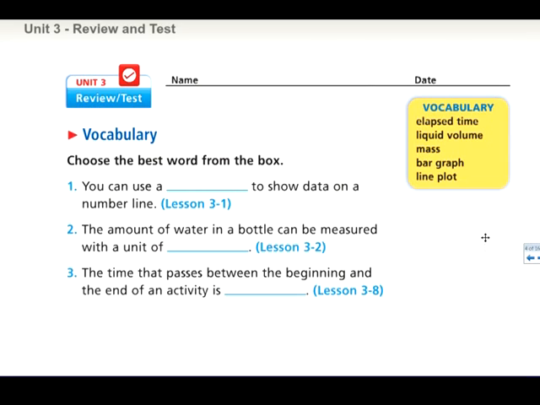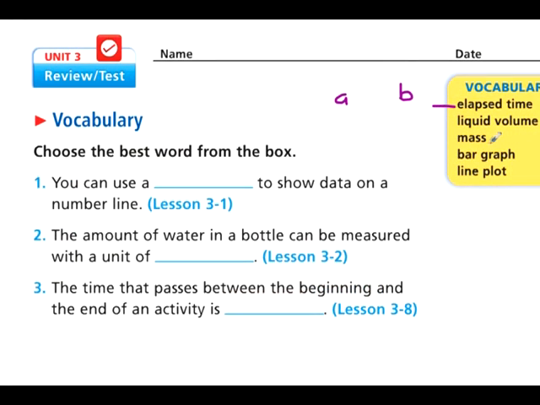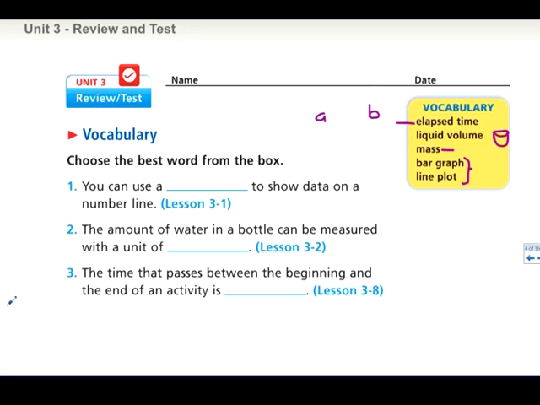First questions go over vocabulary. And there were lots of things that we went over. Elapsed time. What was elapsed time? That was going from A to B, but on a time scale, right? Liquid volume, what was that? Anything we could store in a container. Mass. Mass was weight. And bar graphs and line plots. Those were the things that we talked about a lot in the last week. So I won't go over that, but see if you can figure out these 3 questions.